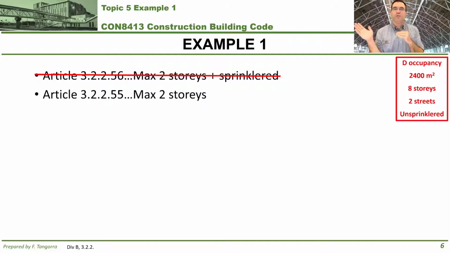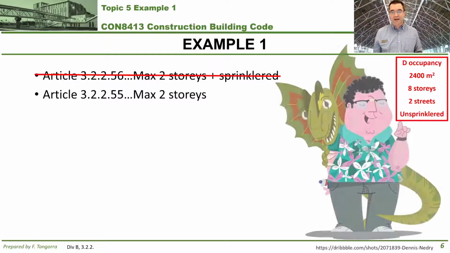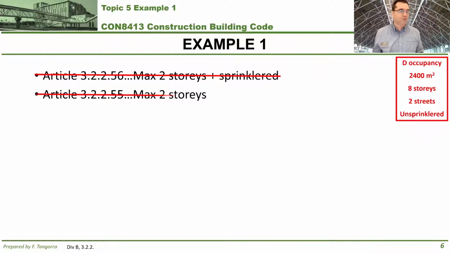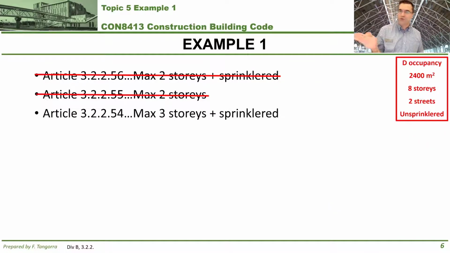Okay, so then we move backwards to Article 3.2.255, which says maximum 2 stories. Is this okay? Well, does it? No. And why is that? Because our building has 8 stories. So this one is applicable only to buildings up to 2 stories. So no good. We move on to the next article backwards.